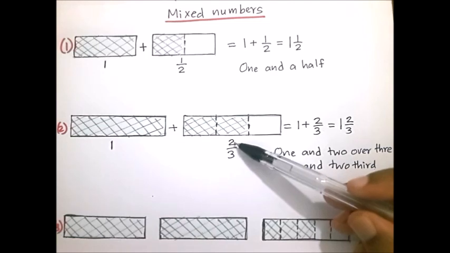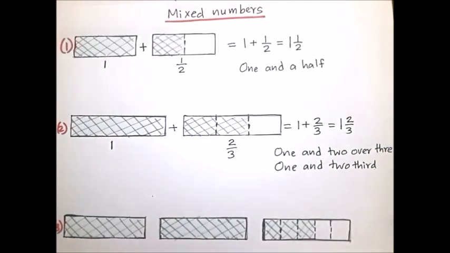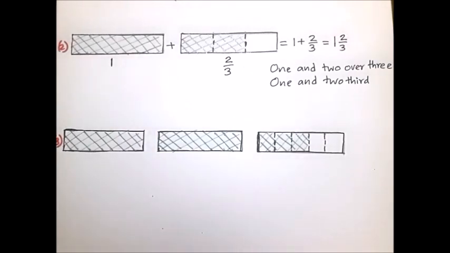2/3 you can read as 2/3 or 2/3. Both are correct. Now look at third diagram. Here 3 rectangles in same size. 2 of them are shaded fully. And third rectangle, out of 5 parts, you can see 3 parts are shaded.